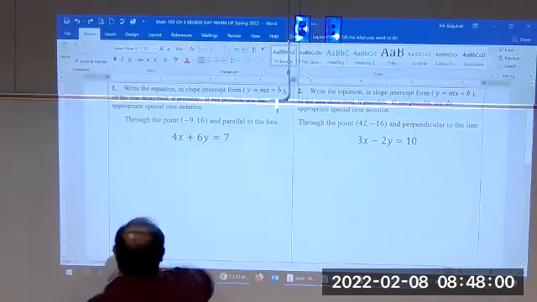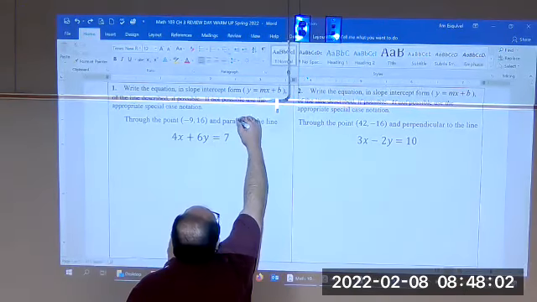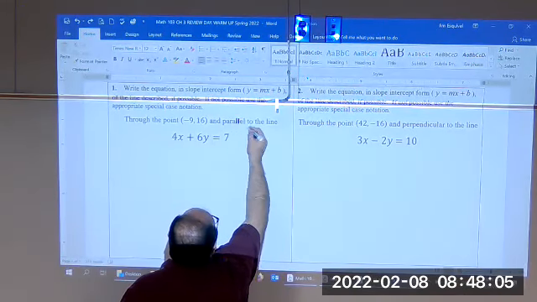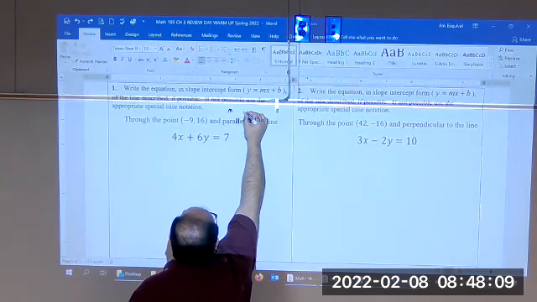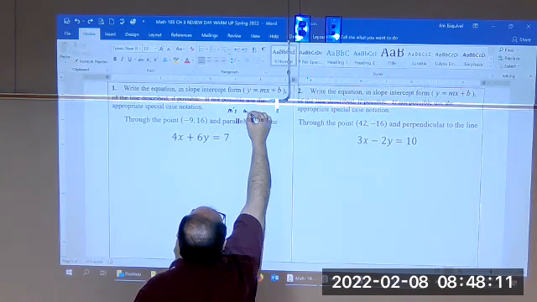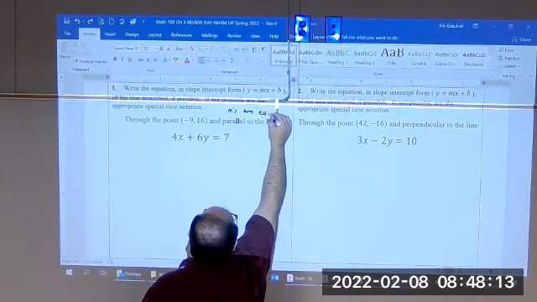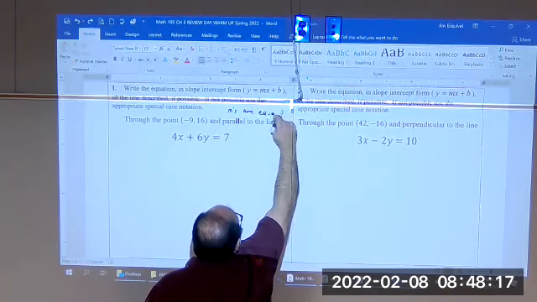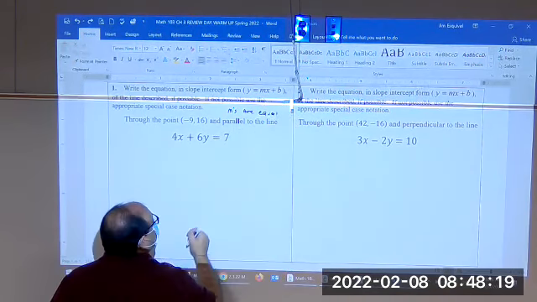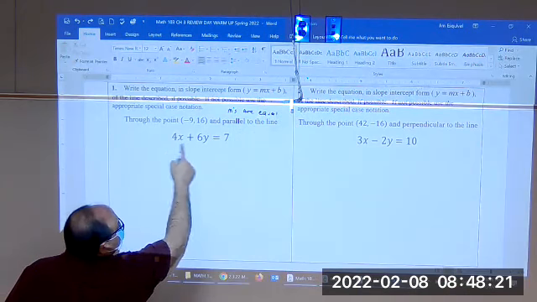So parallel, the slopes are equal. The m's are equal. Just like the two L's, it looks like an equal sign when you turn them sideways, equal slopes. So I need the slope of this line.